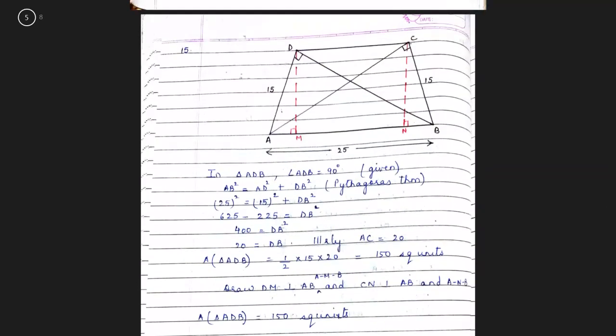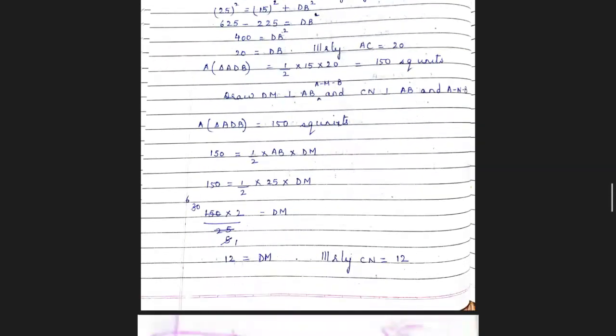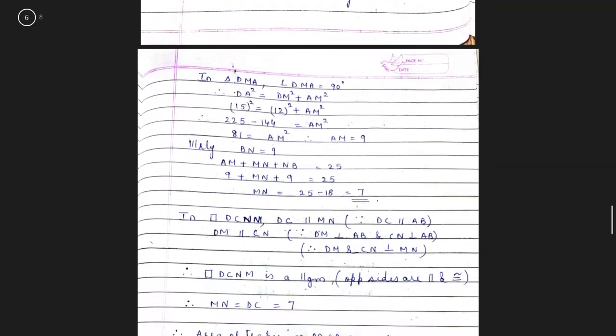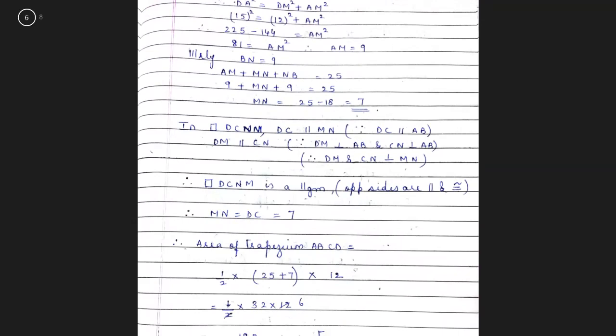Same method I can use for the other triangle, that is CNB, and I can get BN as 9. Now AM is 9, BN is 9, the whole value is 25. So I can find out how much is MN. 9 plus 9 is 18, 25 minus 18, I'll get the value MN as 7.